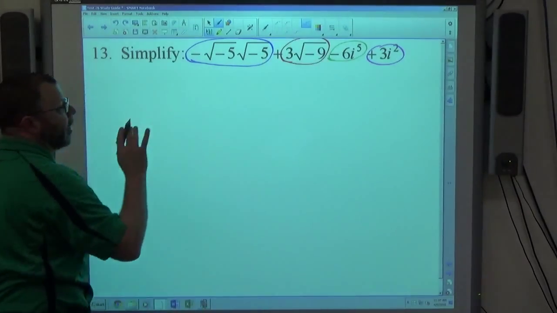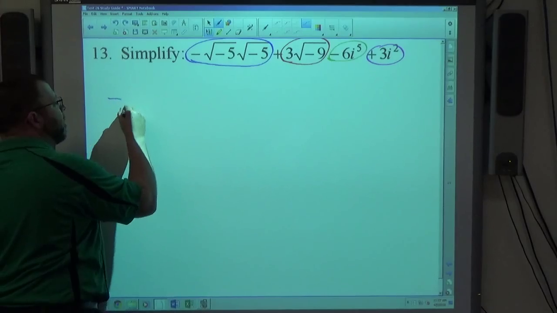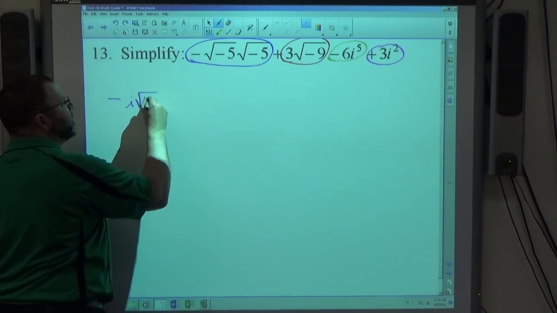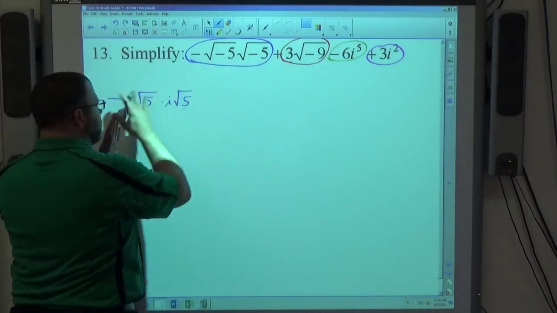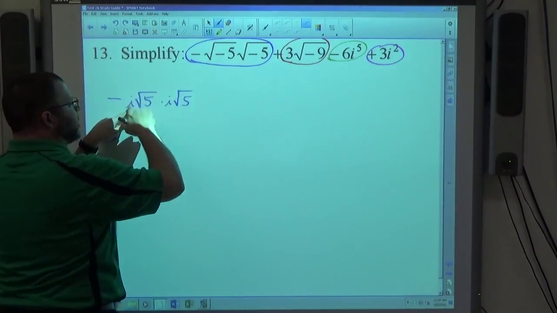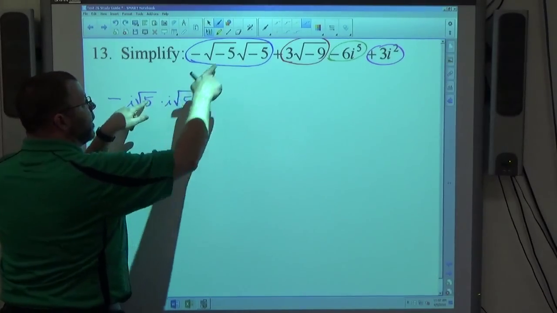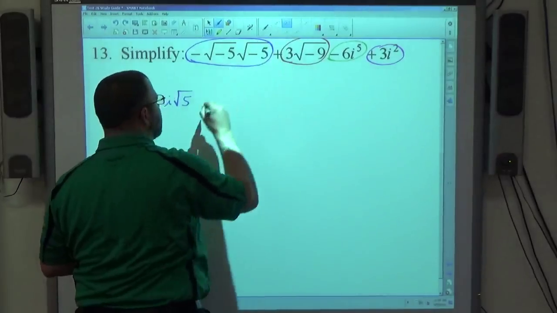First thing I always do on an imaginary problem like this, if I see radicals in the problem, if there's any minuses in the radicals, I take out the i's. This times this times this, so it's all still together. A minus in a radical makes an i. Minus in a radical makes an i. Once I take the i's out, the radicals become positive. Everything's fine with that.